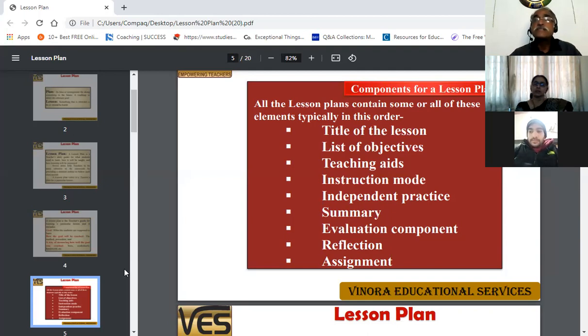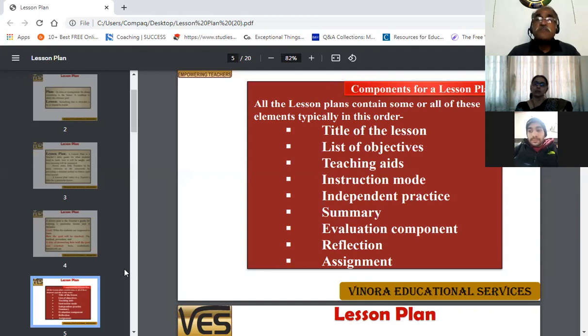Then teaching aids. हमने दिल्ली जाना है तो जाना कैसे है? बाय एयर जाना है, बाय ट्रेन जाना है, बाय बस जाना है, या पैदल ही चल के भी जा सकते हैं वैसे तो. Depends upon our constraints.